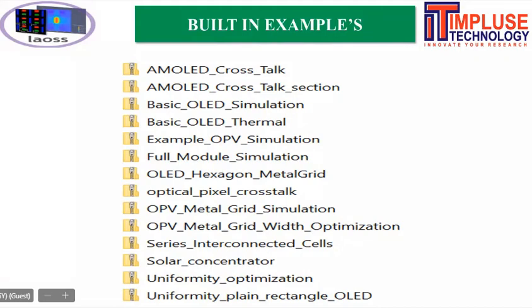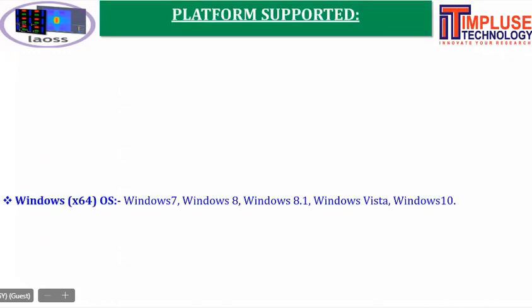Metal grid optimization of your device, series interconnected cells, solar concentrator, uniformity optimization, plain rectangular OLED, and so many more examples are there, or the user can create different kinds of other examples in the tool.